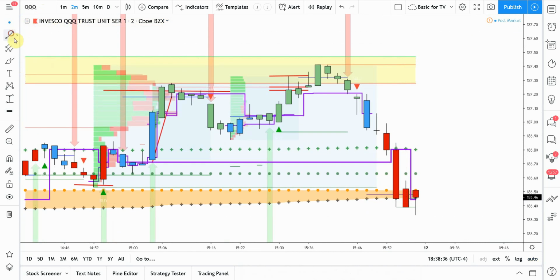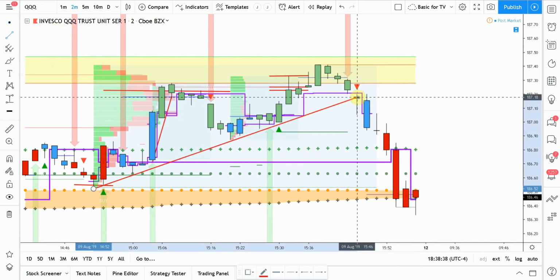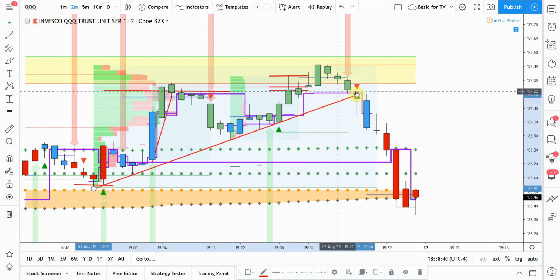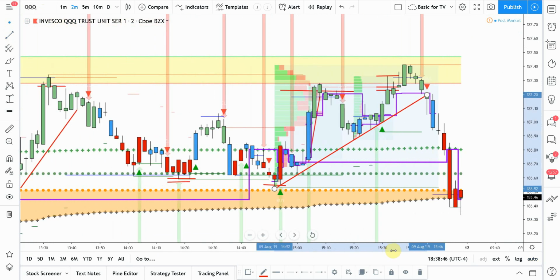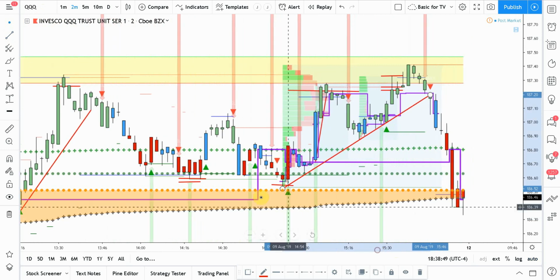Same thing. Trend line, point of control break. It only got up. See, it was battling for quite a while ever since that break right there.